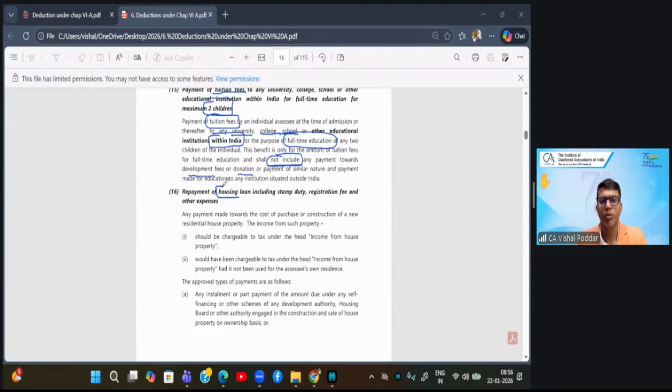Next, for housing loan, an important point is that it should be a residential house property and it should be covered under the head HP, that is, house property. It should not be covered under the head PGBP. In other words, where the house or property is used in business, so it is part of the PGBP head, you will not be eligible for deduction.